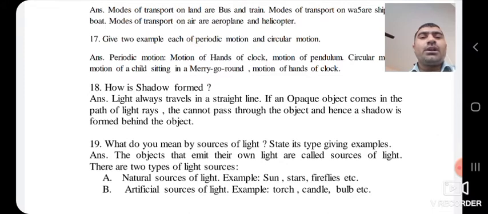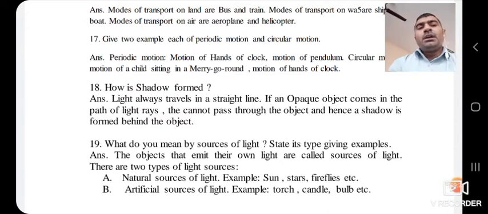Now the next question is how a shadow is formed. As we know, light always travels in a straight line. If an opaque object comes in the path of the light, the light cannot pass through the opaque object, and a shadow is formed. How is a shadow formed? As we know that light travels in a straight line, when an opaque object comes in between the rays of light, a shadow is formed because light cannot pass through an opaque object.